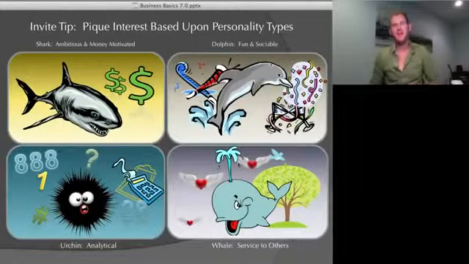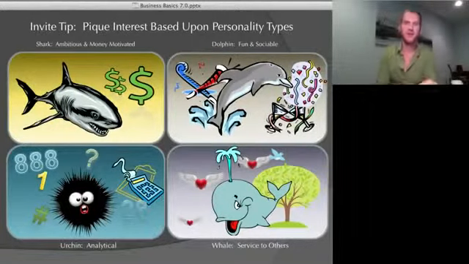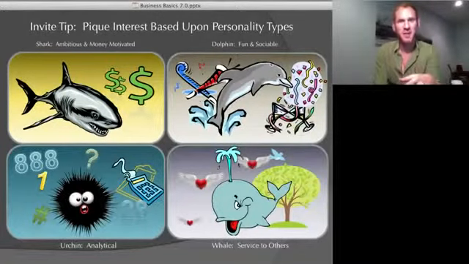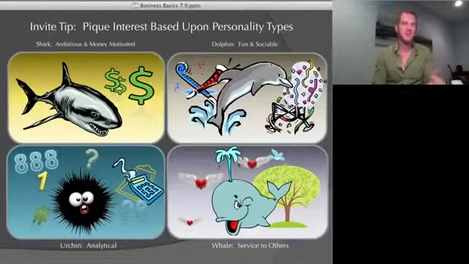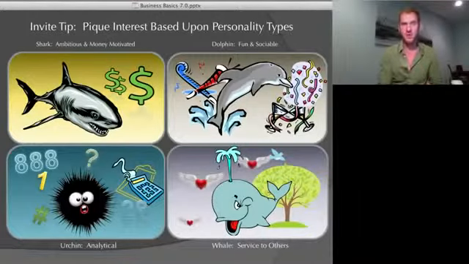Okay, so what we have here, we call these the 4 fish. I know they're not all fish, but we just call them the 4 fish, okay? They kind of talk about individuals' different interests. Of course, there's a lot of people, but they sort of boil down into these 4 categories. You see sharks here. Sharks are people that are ambitious, money-motivated people, very goal-oriented. Urchins are very analytical people, numbers-driven, very skeptical. Dolphins are very fun, social, just want to have fun all the time. And whales are people that are all about helping people and service to others.